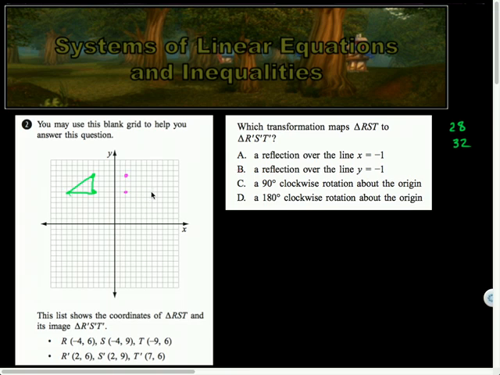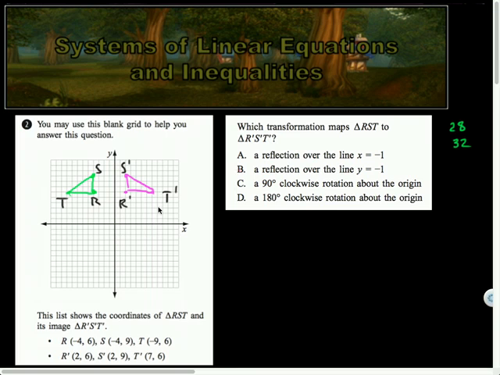So let's see. 7 is 5 units away from 2. So something like that. I don't know if I drew this triangle well. I might need to label some of these points. R was the -4, 6, so there's R. S was the -4, 9, so there's S. And here's T. And then this was R prime, S prime, and T prime. Right? So, okay, good. Now I've got these plotted.